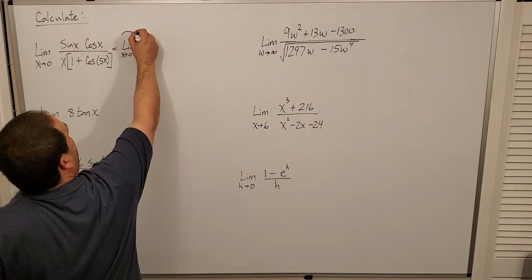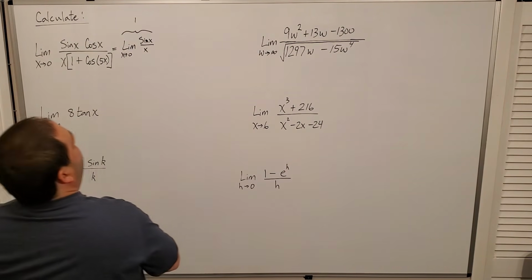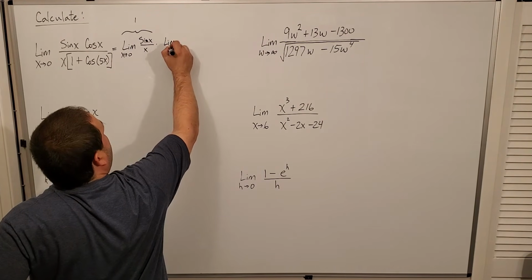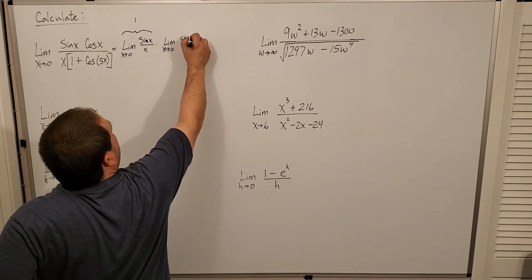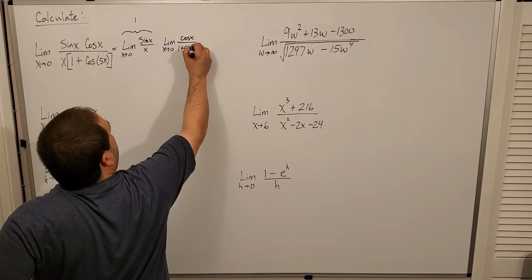And we know that one, right? That's a special limit, right? That one's 1 times, and then I've got the limit as x goes to 0 of the rest, the cosine x over 1 plus cosine 5x.